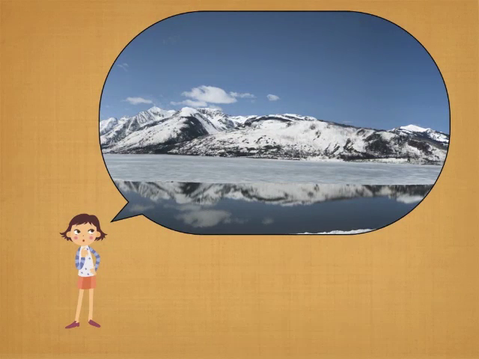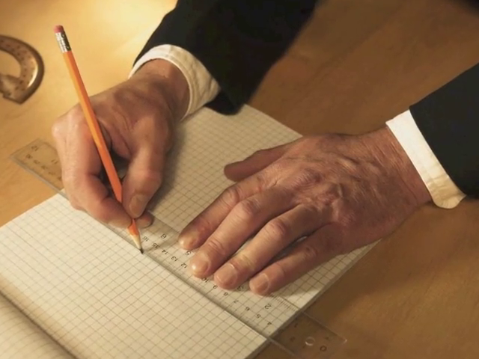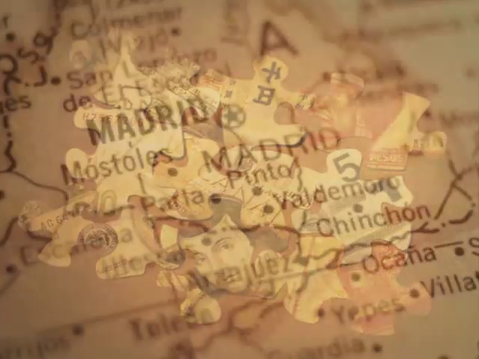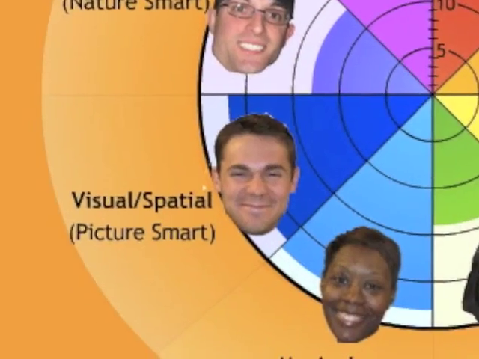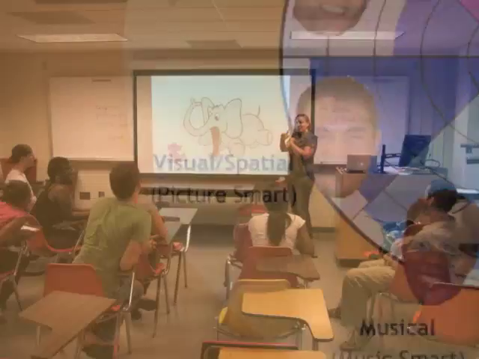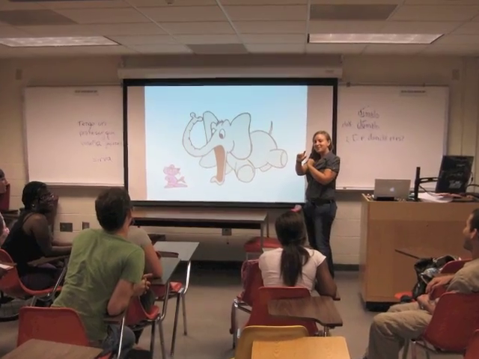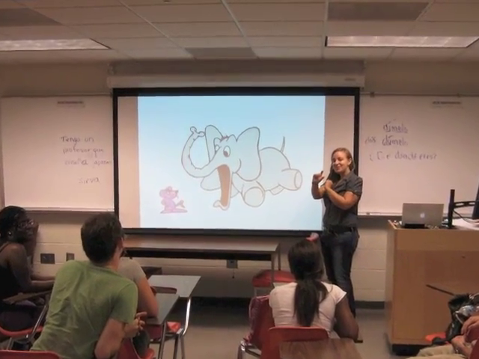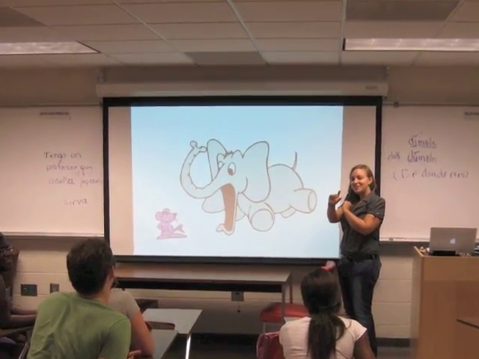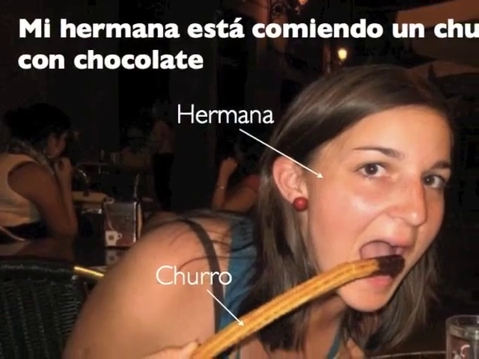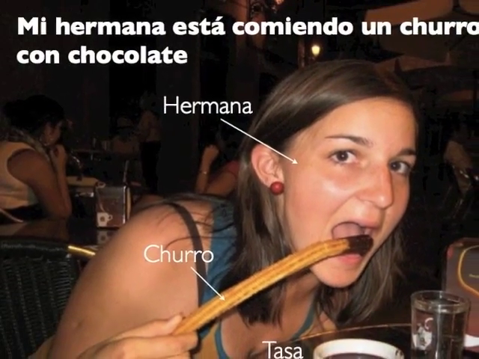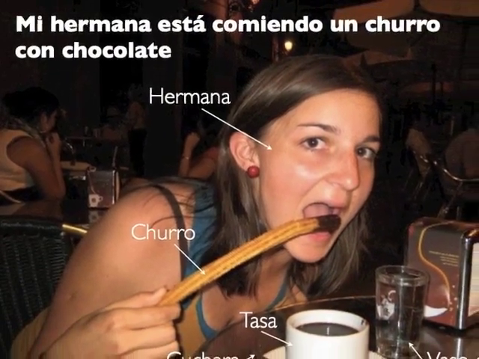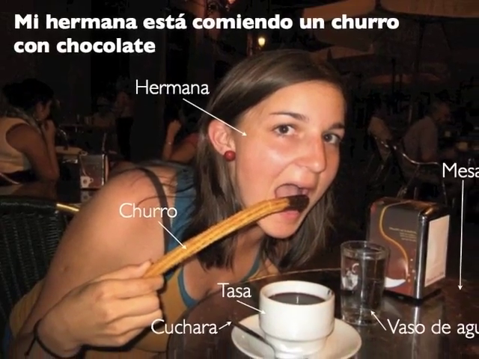Visual learners think in terms of visual space. They enjoy things like drawing, puzzles, or reading maps. To teach a visual learner, use pictures that represent verbs or vocabulary instead of words. Have students draw or take pictures, and then have them label them or create a story.